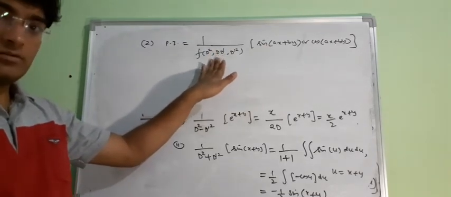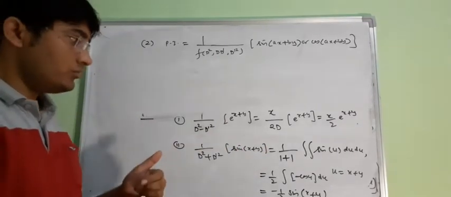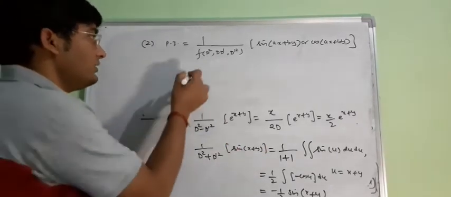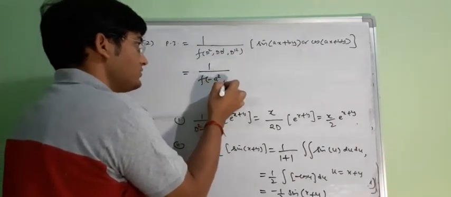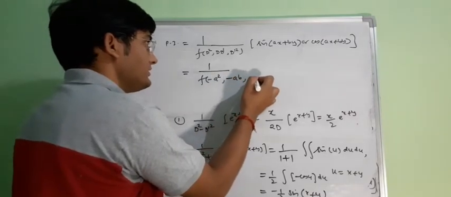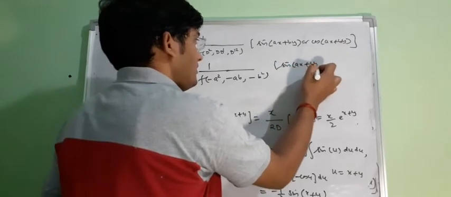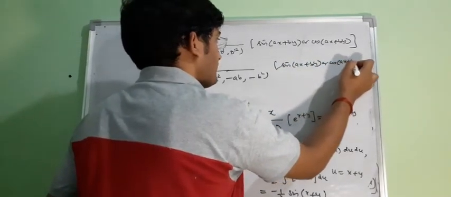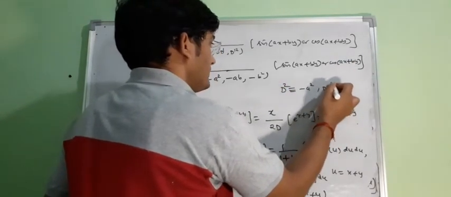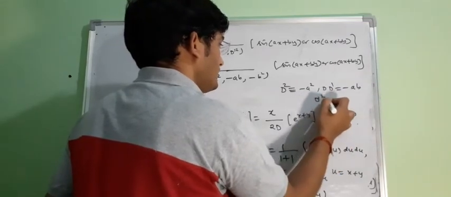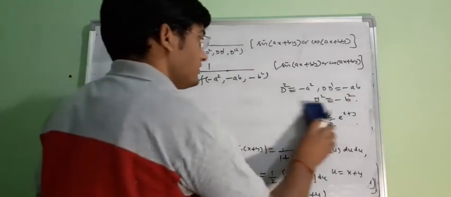We can find out this particular integral with the help of formula number 1. Now if you do not wish to use this one, then we will use this formula, where we replace D square by minus a square, DD dash by minus ab, D dash square by minus b square, for sin(ax+by) or cos(ax+by), where D square is equal to minus a square, DD dash is equal to minus ab, and D dash square is equal to minus b square. Again, this is true when your denominator is not equal to 0.